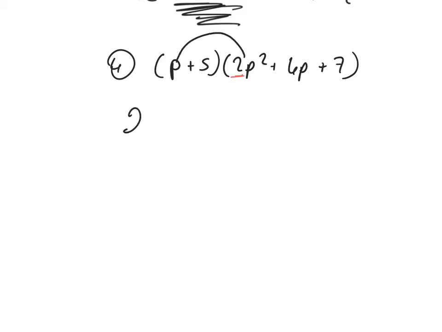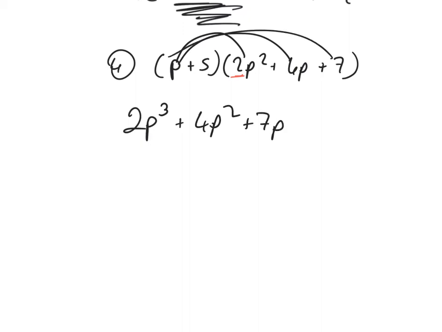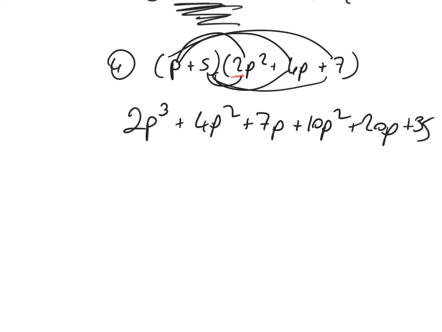Okay, example 4, p plus 5 bracket 2p squared plus 4p plus 7. Okay, slight extra dimension here, I've put a 2 in front here. That's still easy. P times 2p squared, 2p cubed. P times 4p, 4p squared. P times 7, 7p. 5 times 2p squared, 10p squared. 5 times 4p, 20p, and 5 times 7, 35.